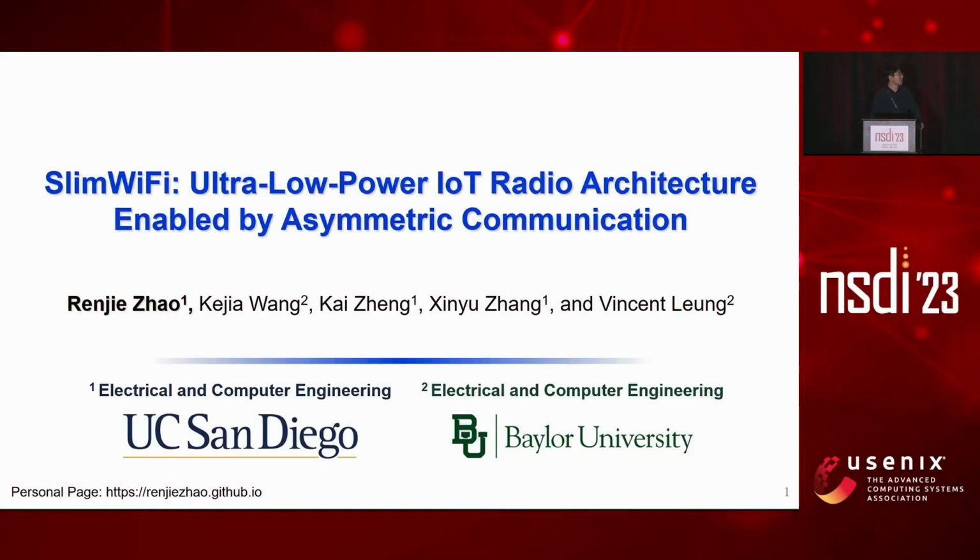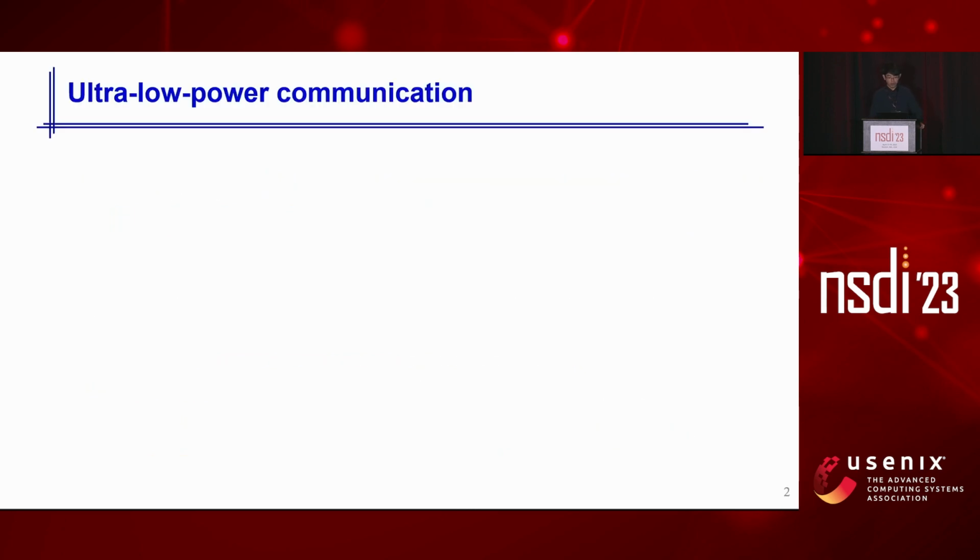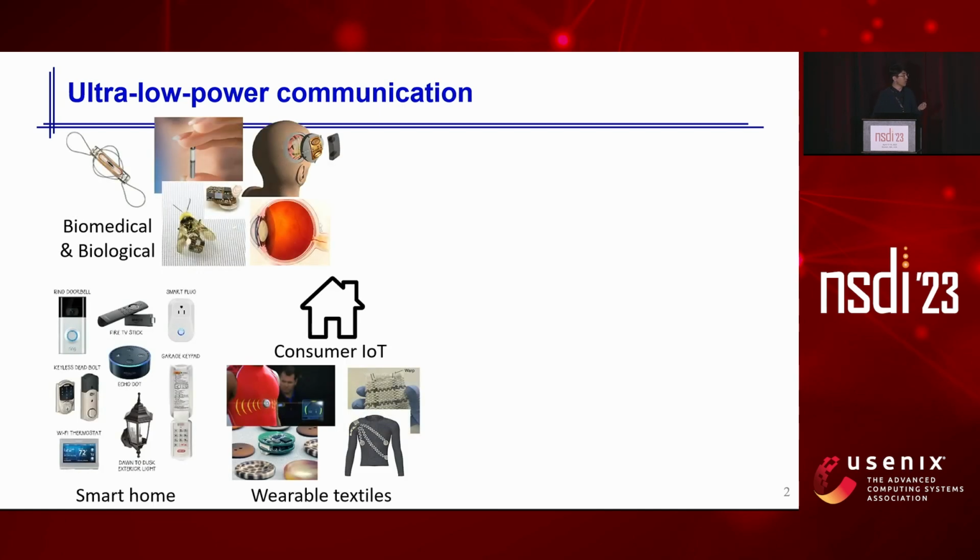Today I'm going to talk about our work on SlimWiFi, an ultra-low power IoT radio architecture enabled by asymmetric communication. This work is done through a collaboration between groups from UC San Diego and Baylor University. Ultra-low power communication is one of the hottest research problems in our field, since it can open a wide array of new applications in consumer IoT as well as industrial IoT.